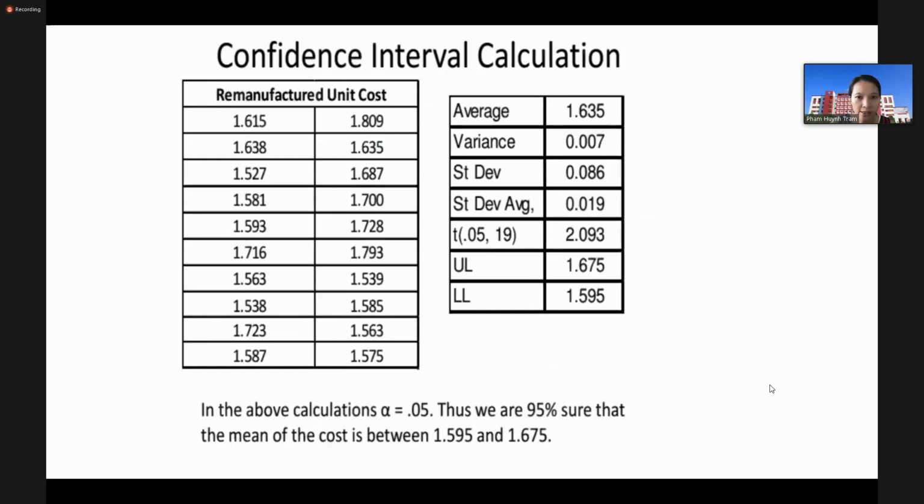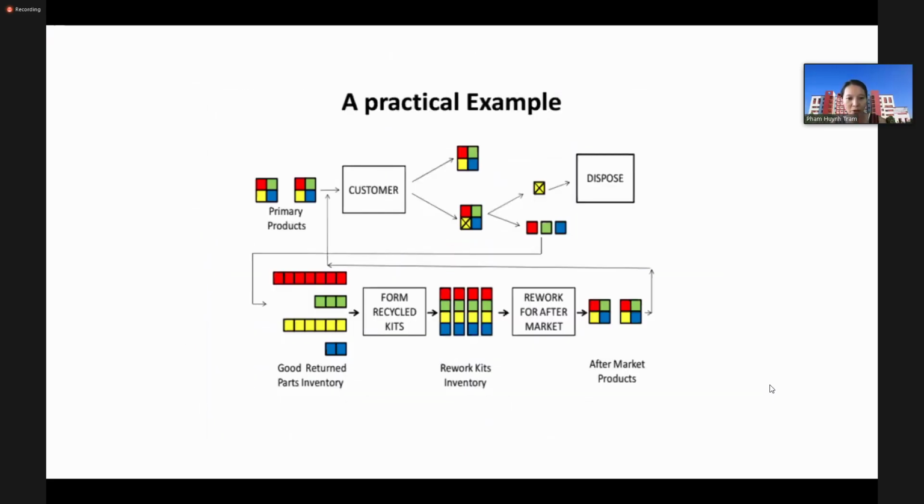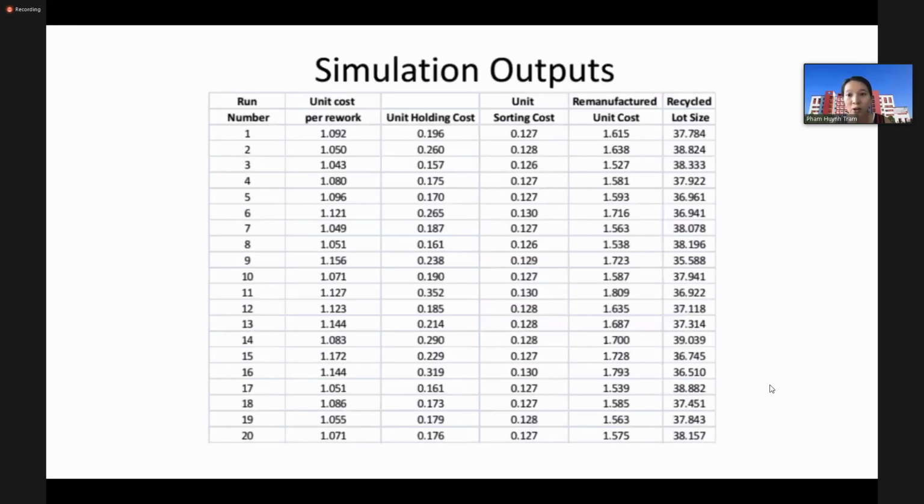Besides the recycle time, we're also interested in the recycle cost. So we will look at the recycle cost. The recycle cost is also a variable, because sometimes a product has two defective parts, sometimes three defective parts, and so the cost of dismantling it will be different. So we will look at the remanufacture unit cost.